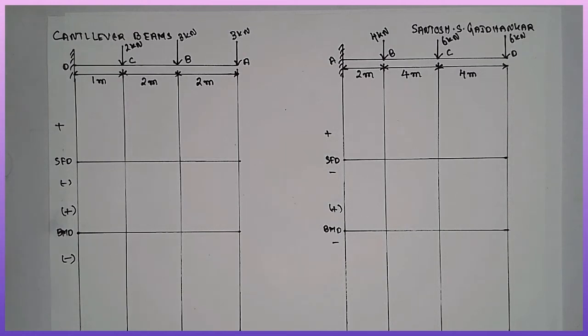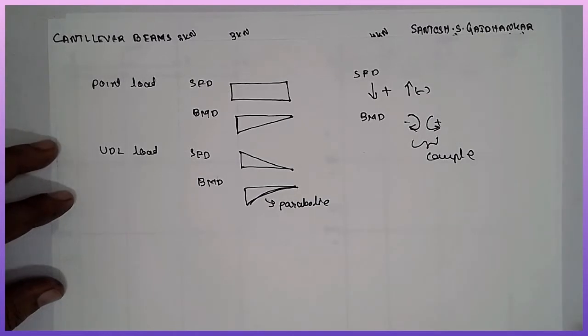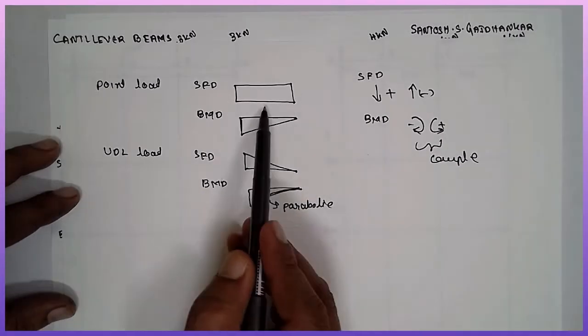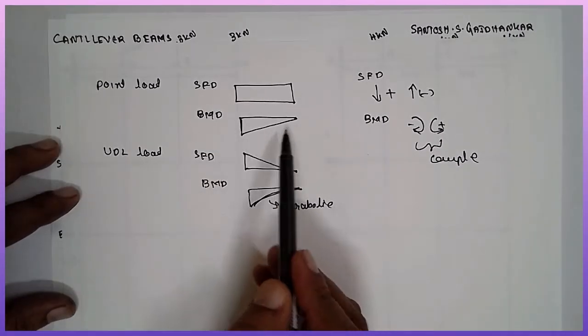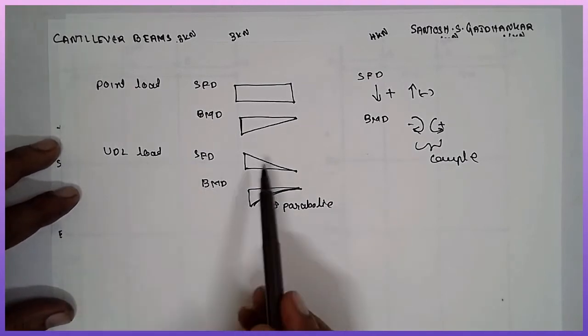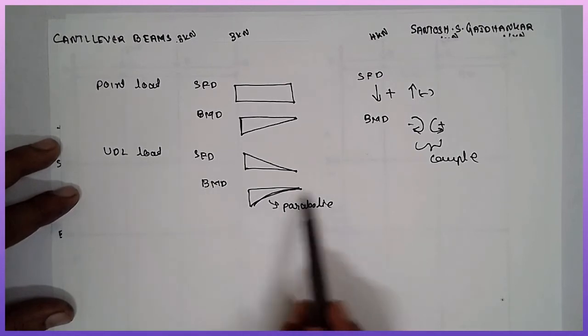In that one, SFD and BMD. Showing the SFD and BMD. This is the point load. The SFD obtained is rectangular. BMD will be a triangle. UDL, uniform distributed load. SFD will be a triangle and BMD will be a parabola.